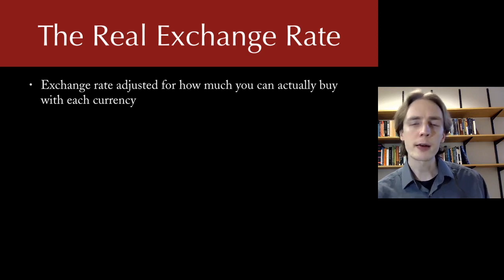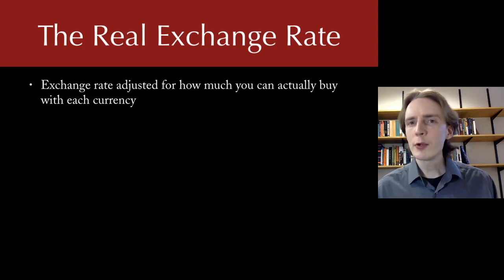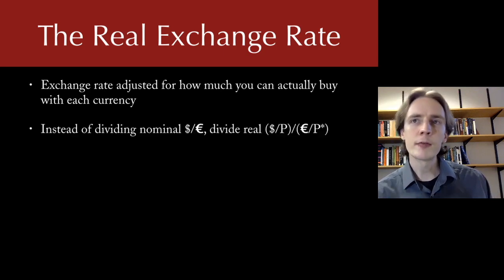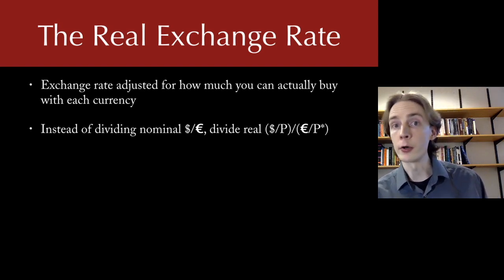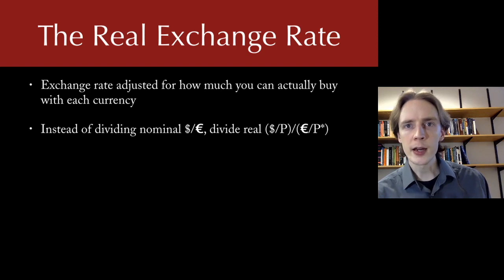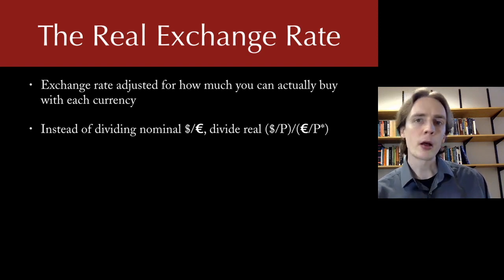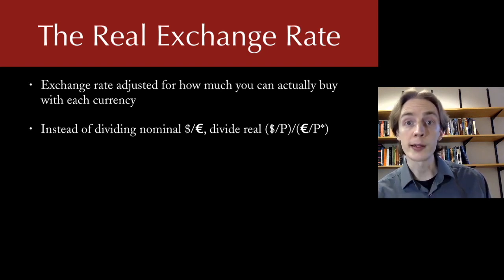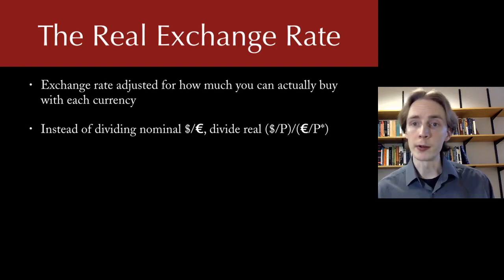And in order to do this, we actually have to take account of the price level of both currencies. Right? And the way we do that is going to be, instead of dividing dollars per euro, we're going to divide real dollars by real euros. Right? So we can't just take the exchange rate and divide it by the price level, because we have two price levels to deal with. But because the exchange rate is a ratio between two currencies, we can incorporate both price levels by dividing, instead of just the currency units themselves, we can divide real currency units. So real dollars divided by real euros.